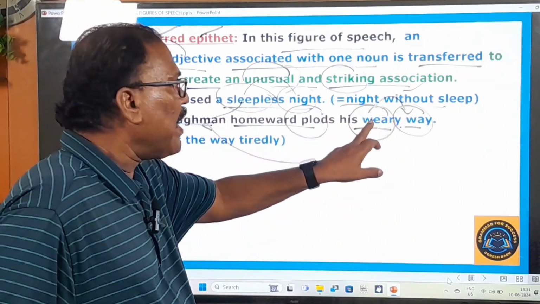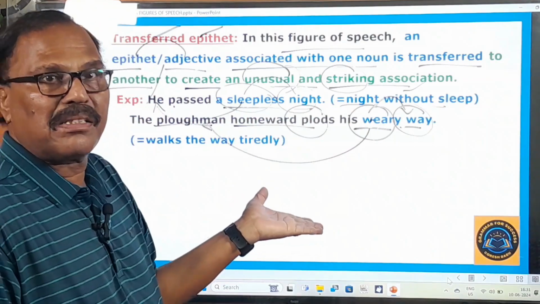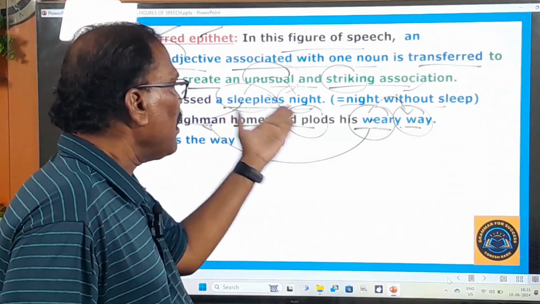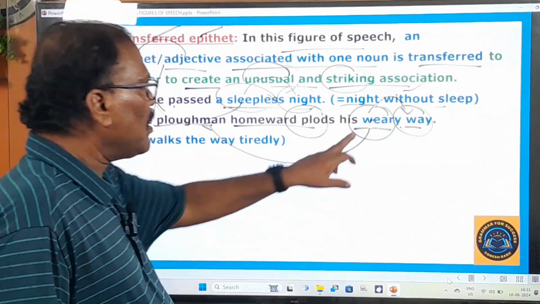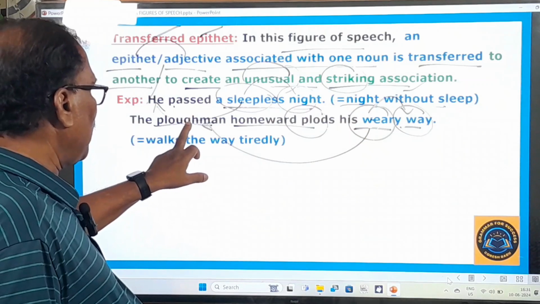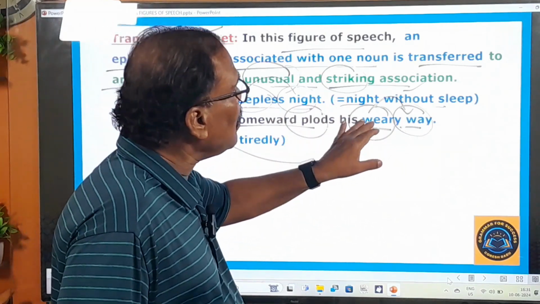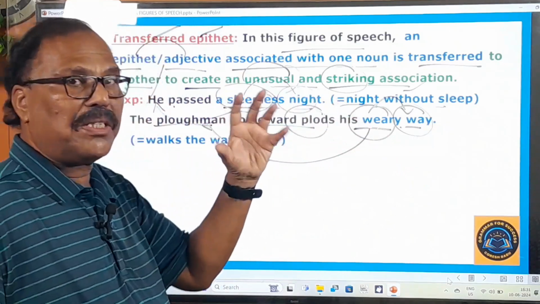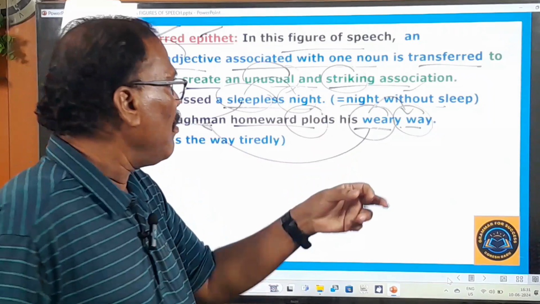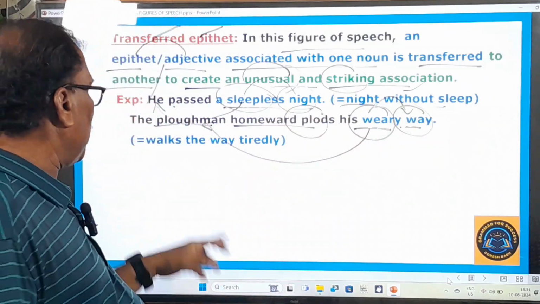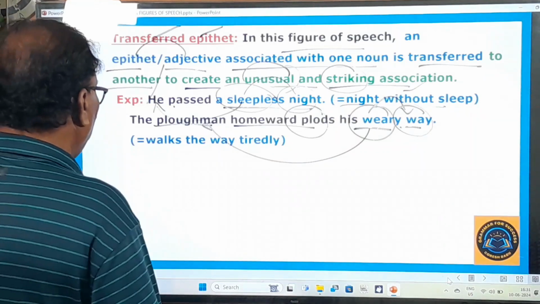Okay, way. Way, because way cannot be weary. Night cannot be sleepless. It's not a human being to be sleepless. It is not a way to be tired. Weary means tired. So this adjective is supposed to be used for this plowman, but it is used here. And in using it this way, it is bringing about some kind of beauty to the sentence. That means, walks the way tiredly. That's the meaning.